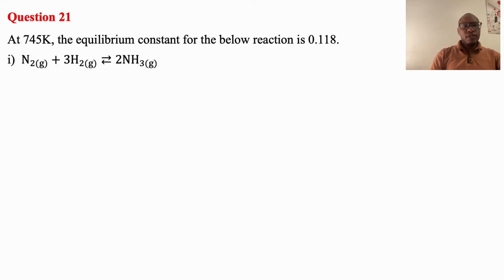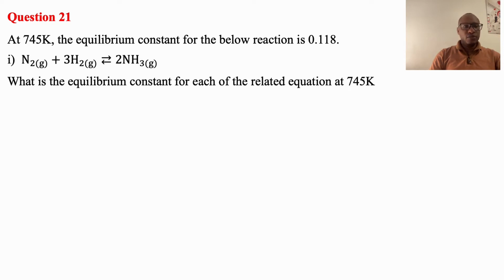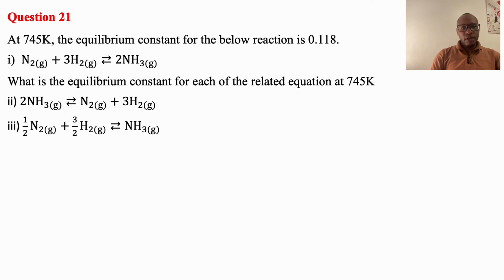Then you get this value. Let's move to question 21. Question 21 is saying at this temperature, the equilibrium constant for the below reaction is 0.118. It was given. Then they want us to write the equilibrium constant for each related equation. So we have the 2 equations, and we also have the Kc given for this question. How do we proceed? If you can see this one, 2 ammonia is here in the product, and here it is in the reactant. That means they have reversed the reaction. So if they have reversed the reaction, then we need to invert the Kc.